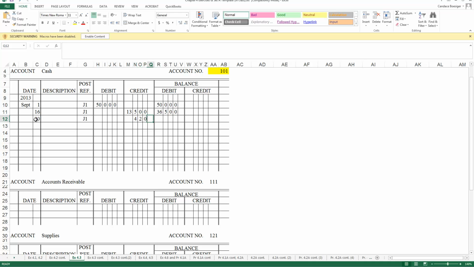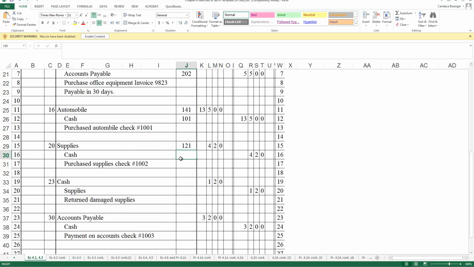$420. So we have a debit balance. We're posting a transaction for a credit. So our new balance is $36,080. Remember, this is the running balance on this account. And then we need to take our posting reference back over to here and put 101.